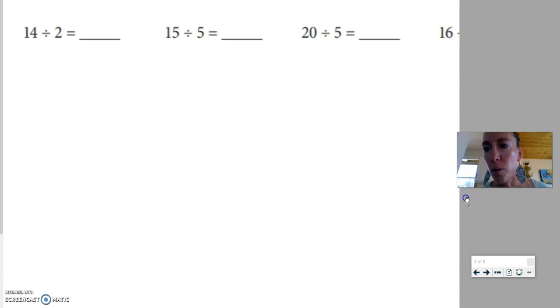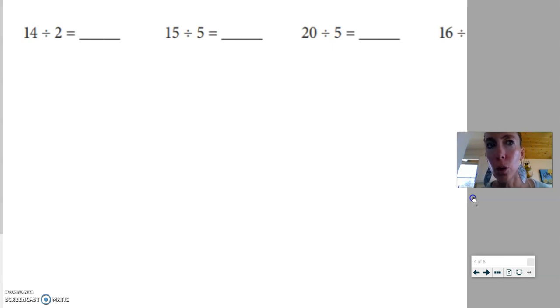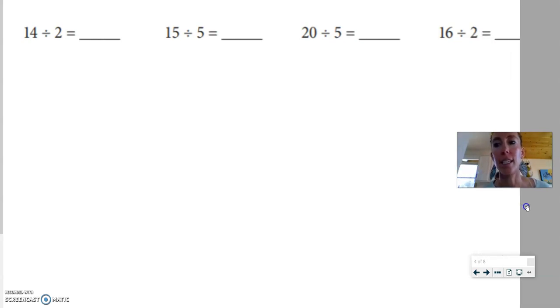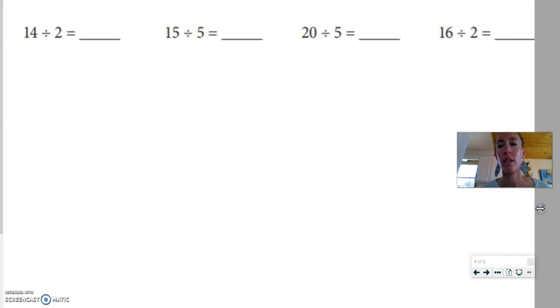The last one. We have 16. And what is it going to be divided by? Do you think it's going to be a 2 or a 5? Well, 16 does not look like a 5's number because it doesn't end in a 5 or a 0. So let's see what it is. It's a 2. So 16 divided by 2.